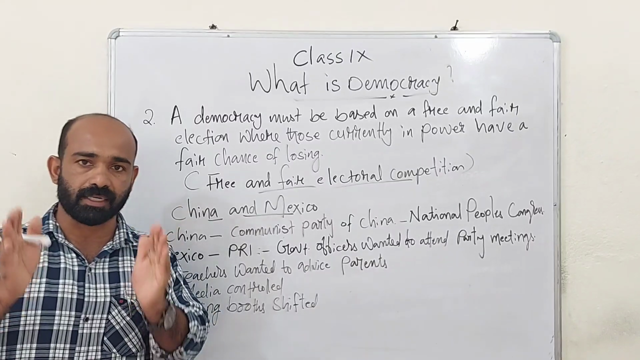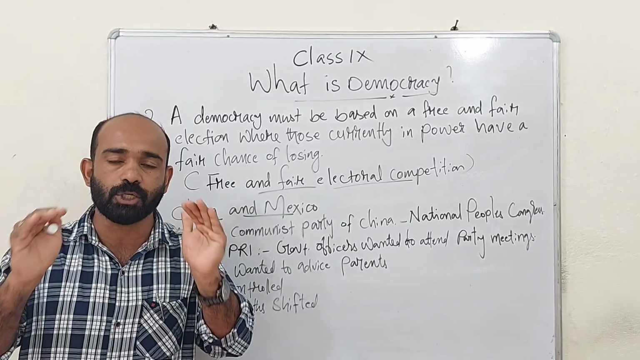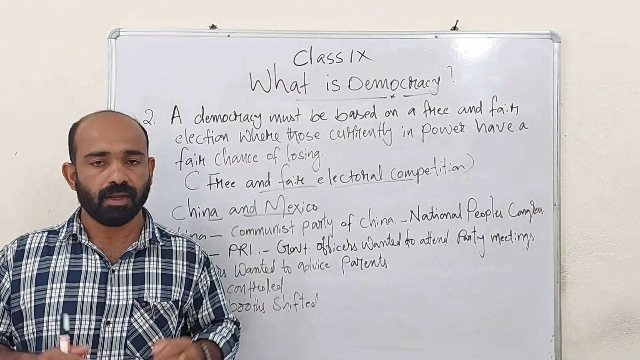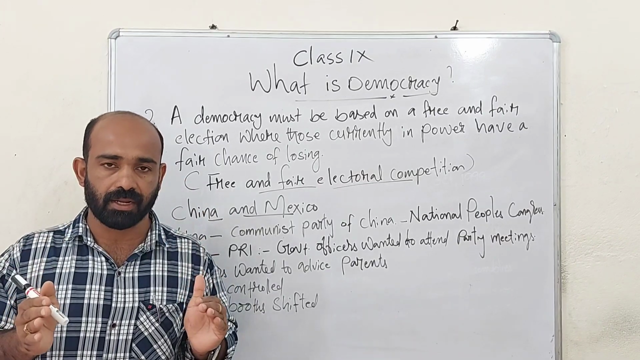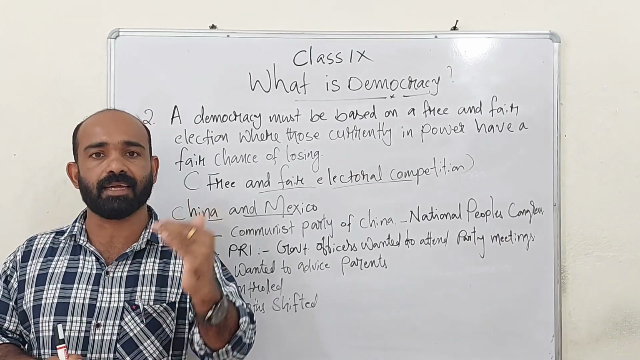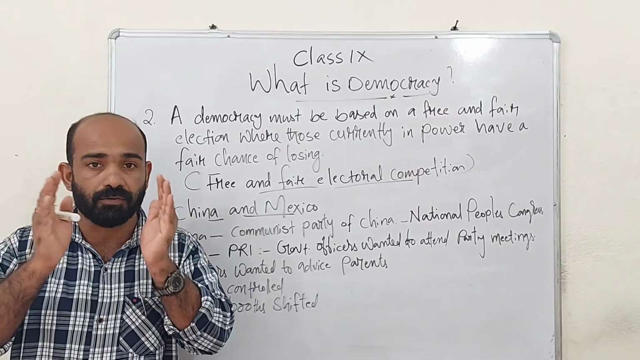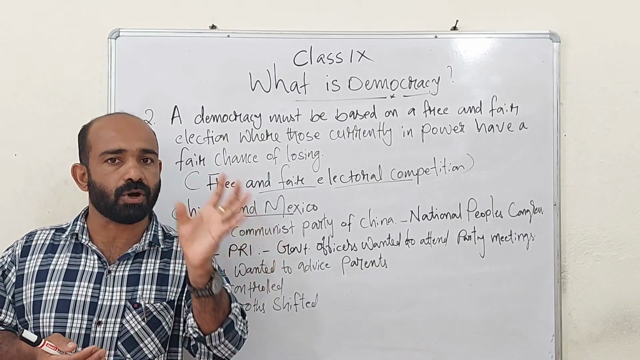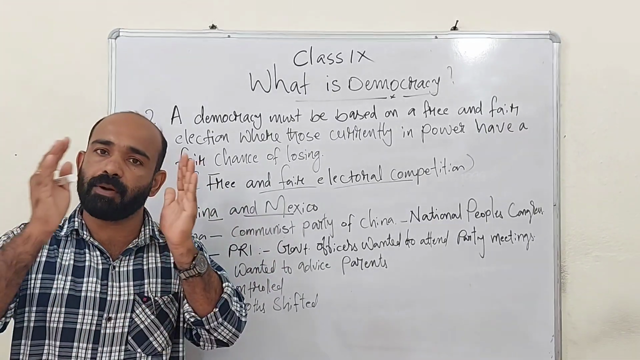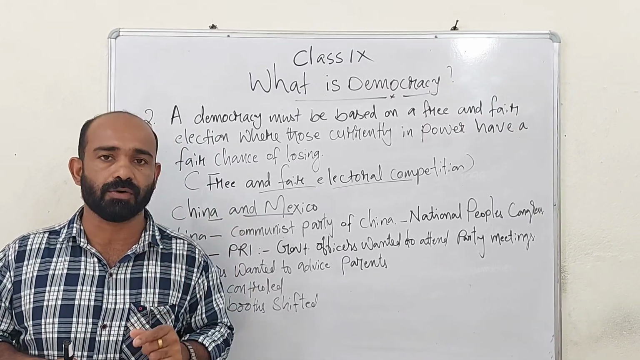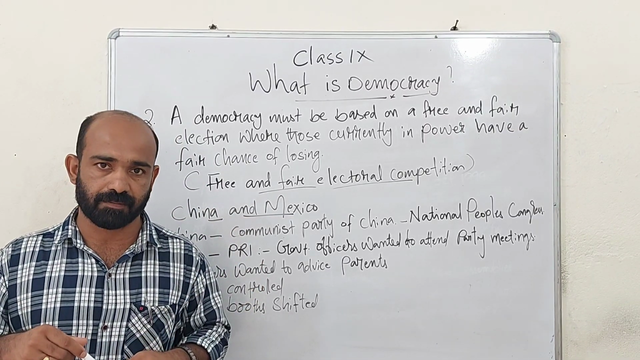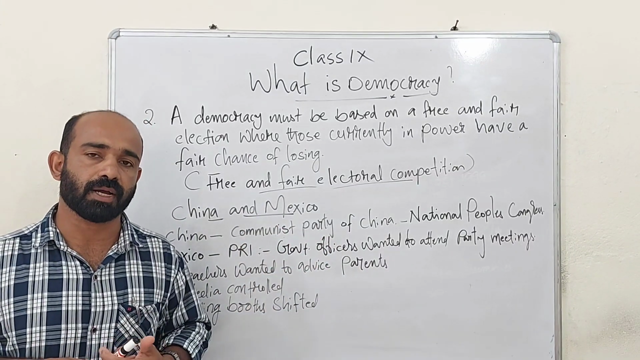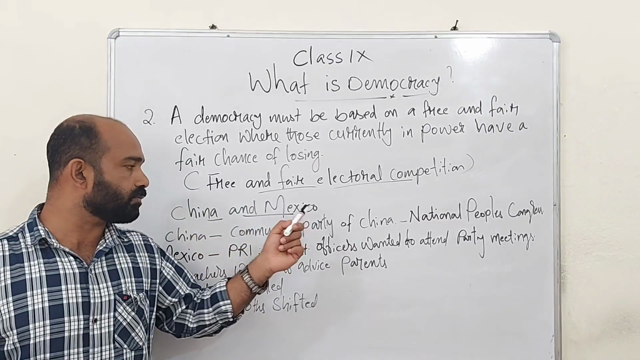Free and fair electoral competition means people should be free to decide to whom they cast their vote. People should be totally free to stand as a candidate also, as an independent candidate. Instead of being part of any particular political party, people should have the opportunity to stand as an independent candidate. Let's see whether these facilities are available in all countries or not. Let's see the case of China and Mexico.